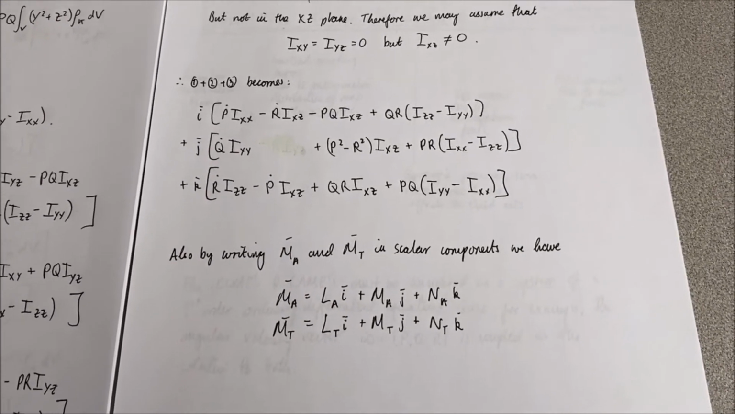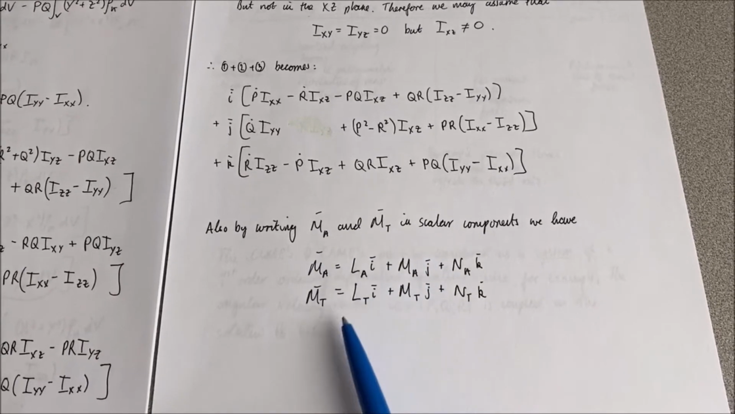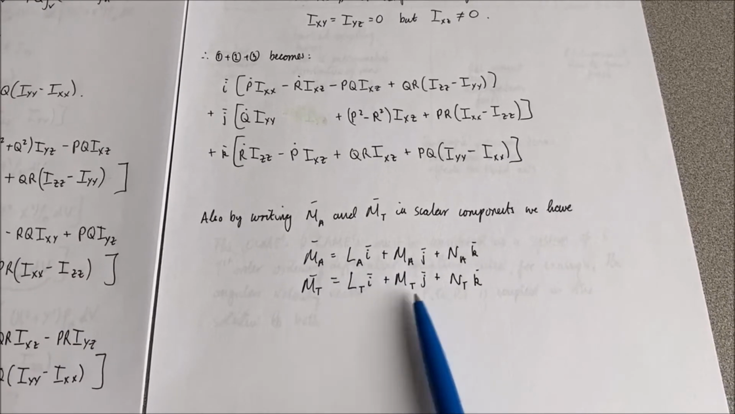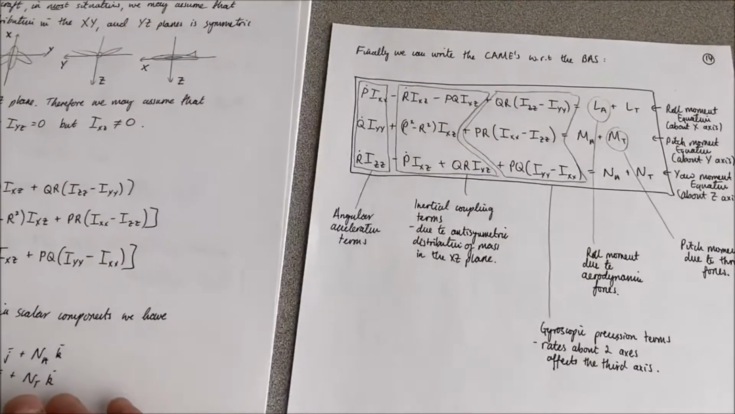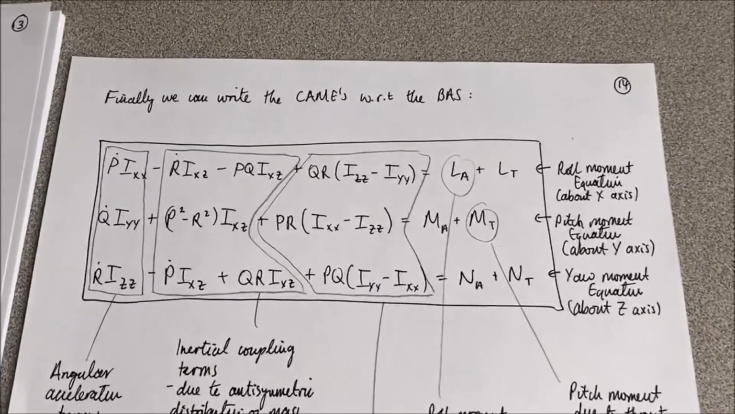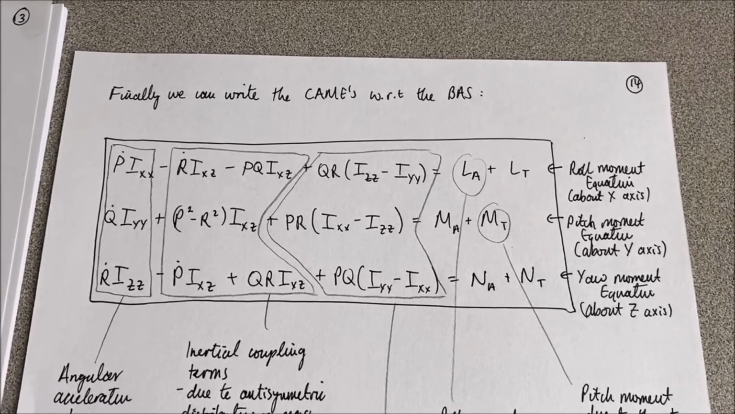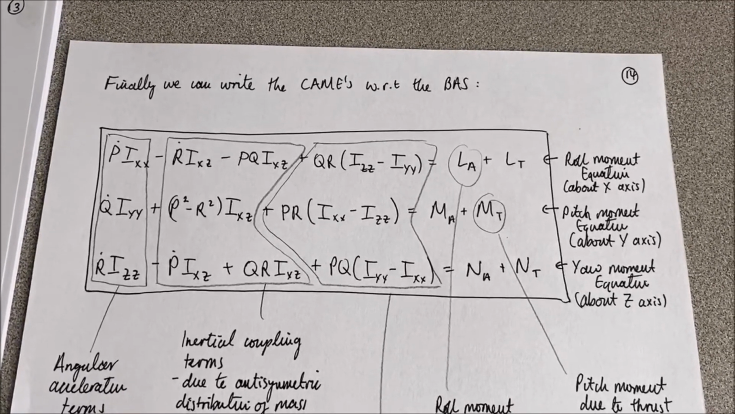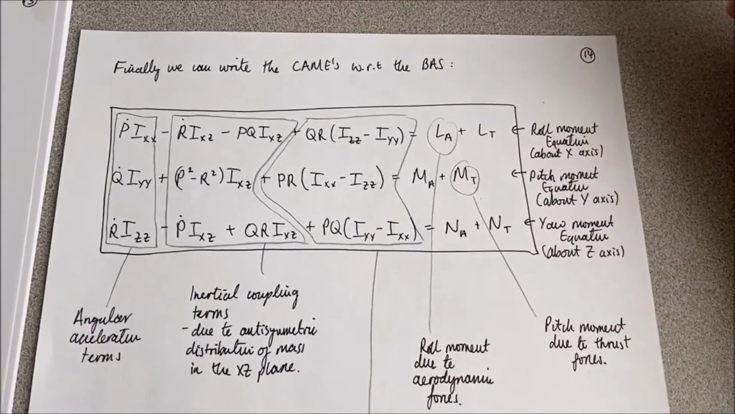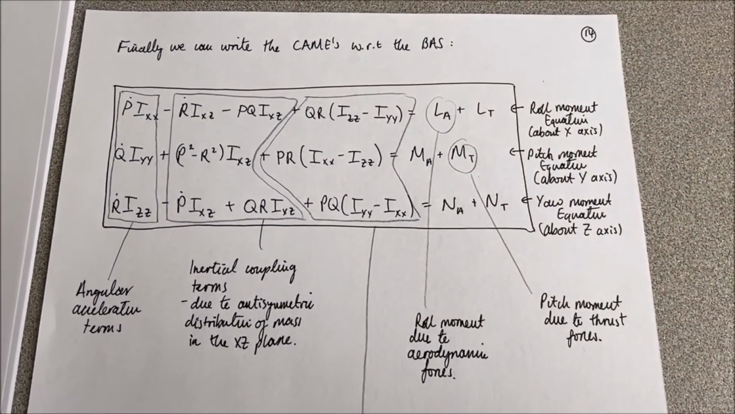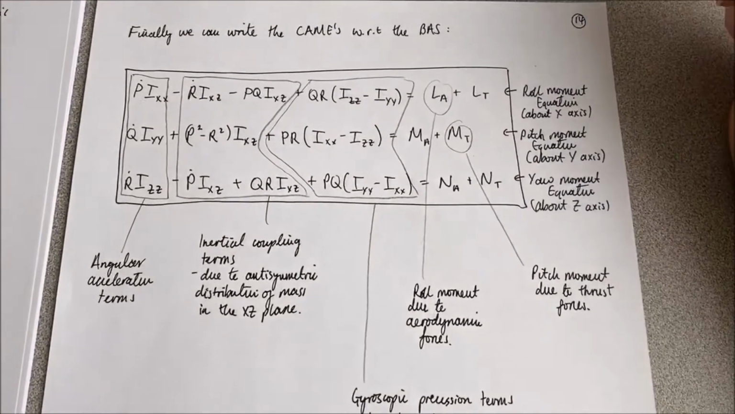We can also write down our aerodynamic moments and thrust moments in component form, L's, M's and N's, which allows us to finally write our conservation of angular momentum equations with respect to the body axis system as this thing. So I've also labelled everything that's going on in these equations here. Let's start with the more simple terms.